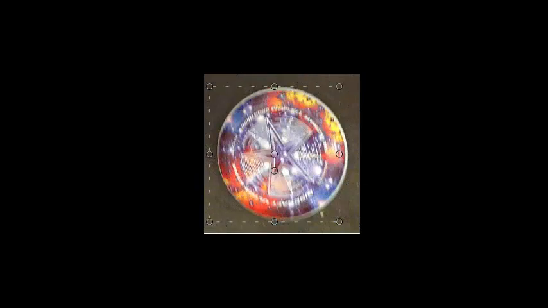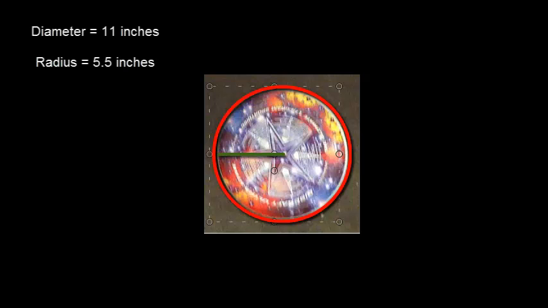So I've got this cool circle here, and I used my ruler to see what the diameter and the radius was. Now, here's a picture of the radius. First, the diameter was 11 inches, whereas the radius was 5.5 inches, which is just 1/2 of the diameter.